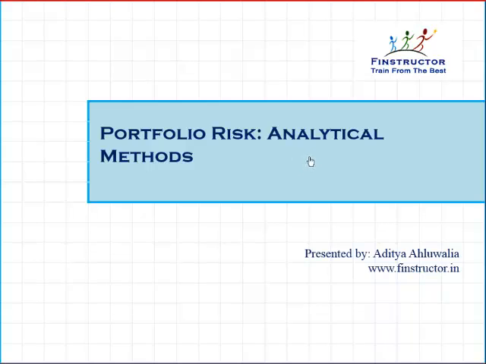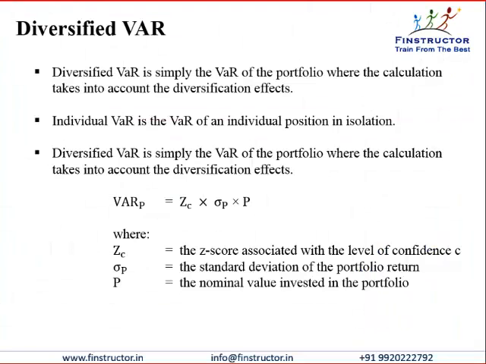In the next review in risk and investment management, we'll try to understand the portfolio risk using various methods. So diversified VaR is the VaR that we've been calculating hitherto. It is the VaR of the portfolio where the calculation takes into account the diversification effects. Individual VaR, on the other hand, is the VaR of an individual position in isolation.